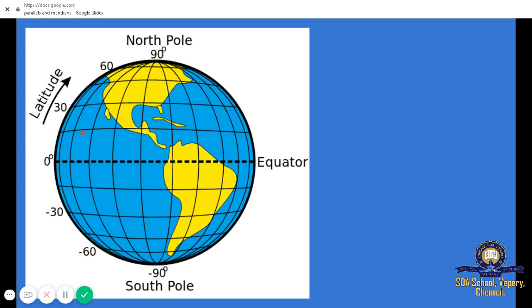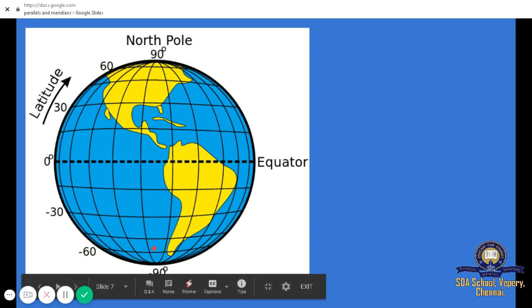Then the last parallel line is marked as 90 degree. If it is north from the equator, it is marked as 90 degree north, and if it is south from the equator, it is marked as 90 degree south.